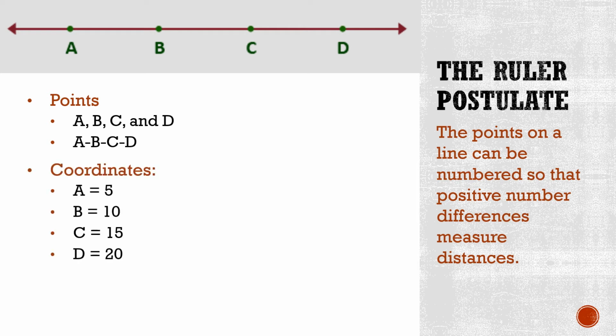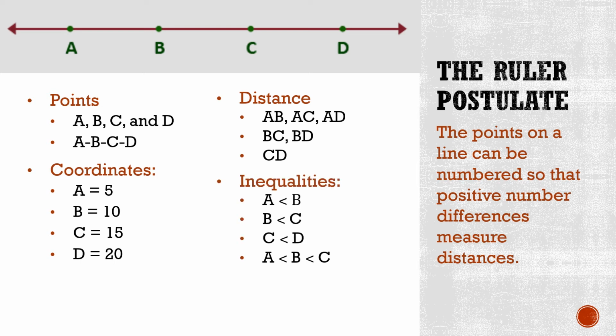We can also give values, and if we give a value to a point, then we can call it a coordinate. We can also talk about distance between these points. So we could talk about A to B, or A to C, or A to D, and so on. And finally, we can also talk about how these coordinates have different amounts to them.